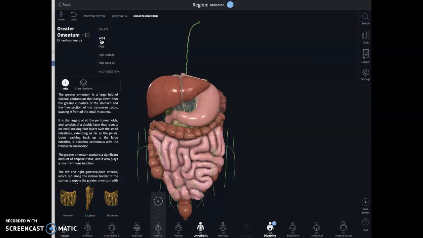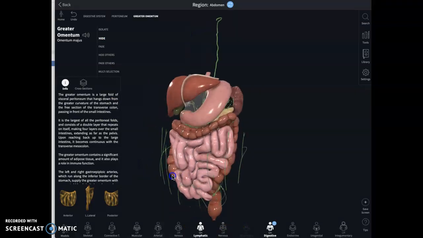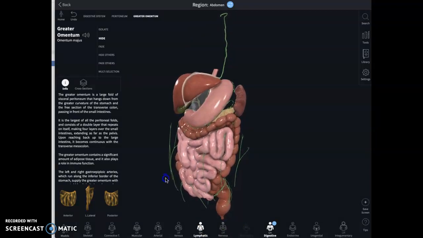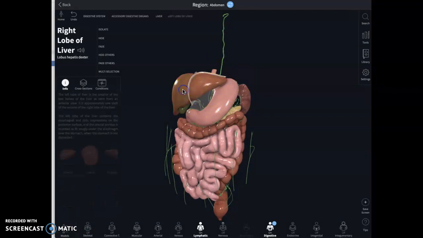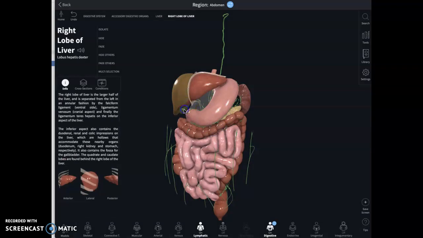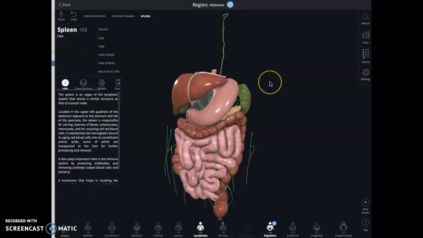Click hide. So I want you to do two things. First, you're going to pin the parts of the intestine. And I would turn it slightly like so. And we have the esophagus coming to the stomach. So we have the esophagus coming down. We have the stomach right there. It's a J-shaped organ. We have the liver, the left and right lobes. There's the gallbladder. We have the spleen.